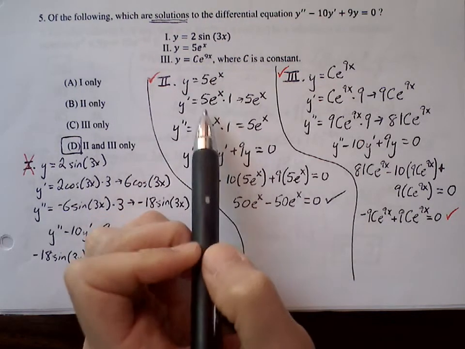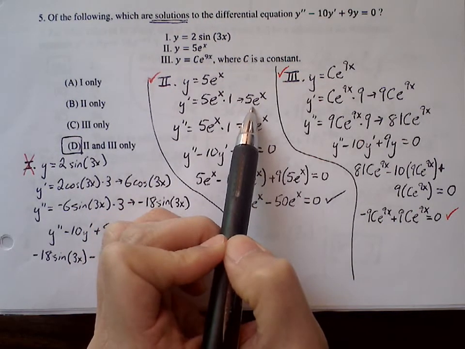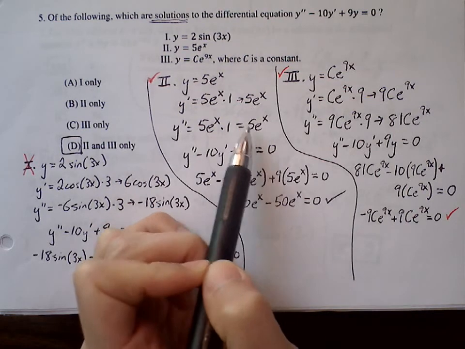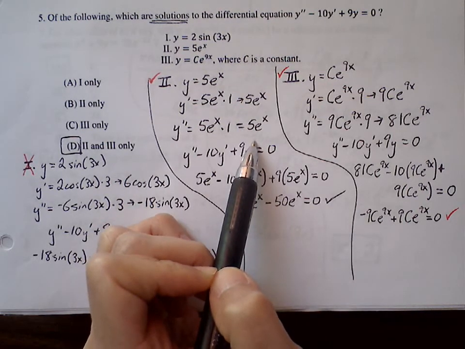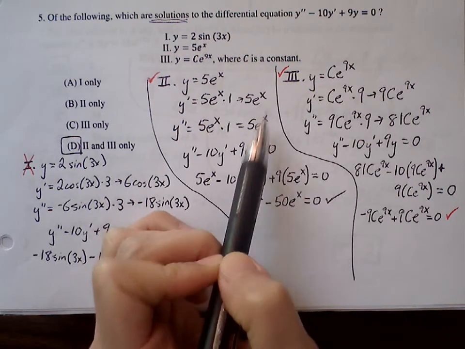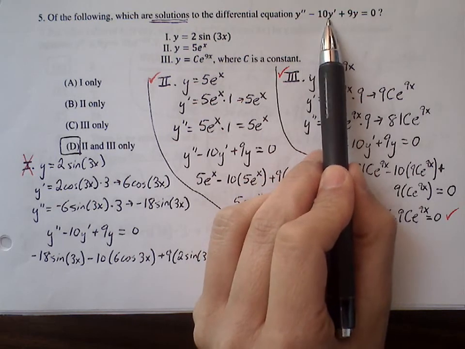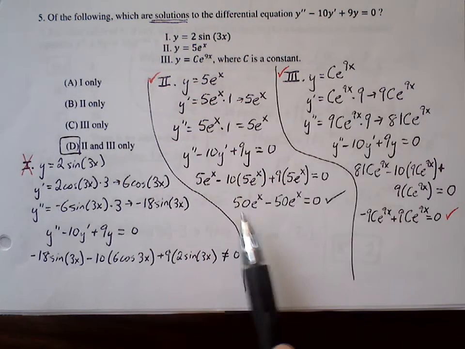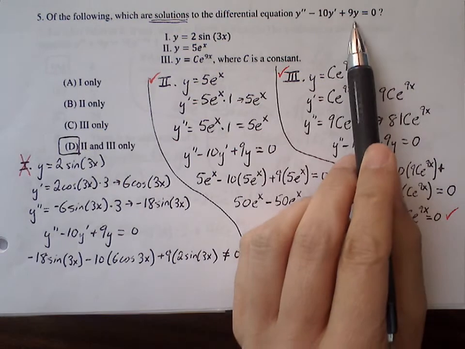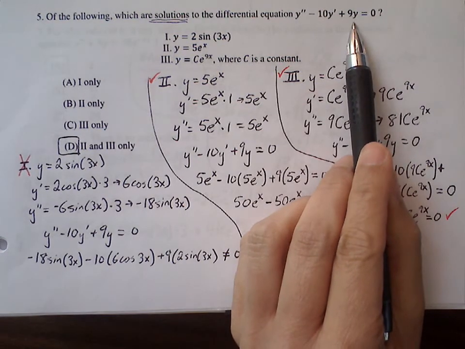E to the x becomes e to the x times 1, which is 5e to the x. Second derivative is also 5e to the x. So let's put these into this differential equation. Y double prime gets replaced with 5e to the x. This y prime gets replaced with 5e to the x. And then also this y gets replaced with the original equation, which is 5e to the x.